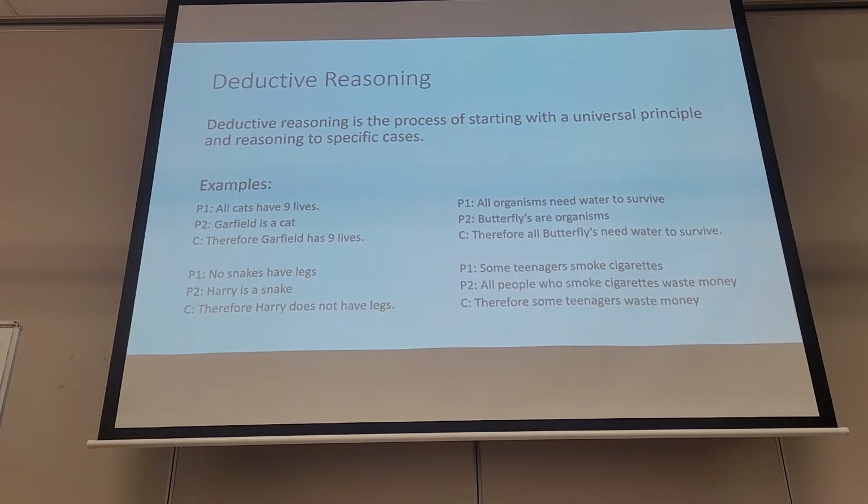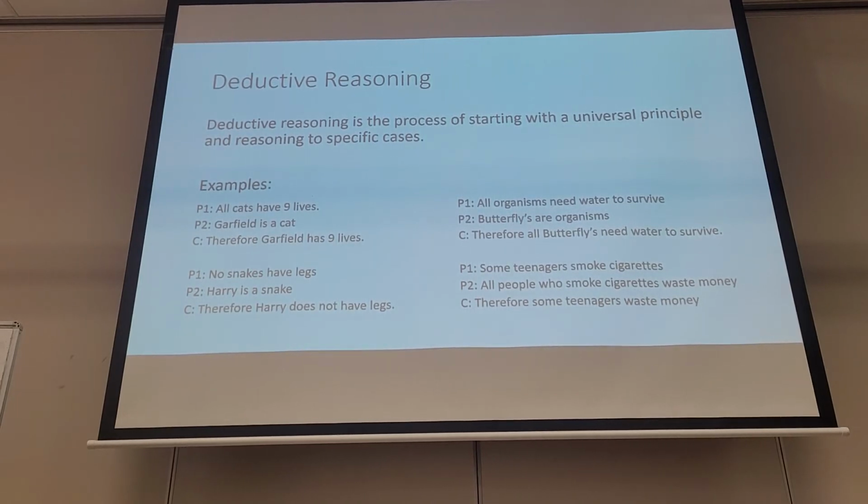So let's look at deductive reasoning first. Deductive reasoning is the process of starting with a universal principle and then reasoning to a specific case. So we start with a universal principle and we reason to a specific case. So here I've got some examples I've made up. All cats have 9 lives.